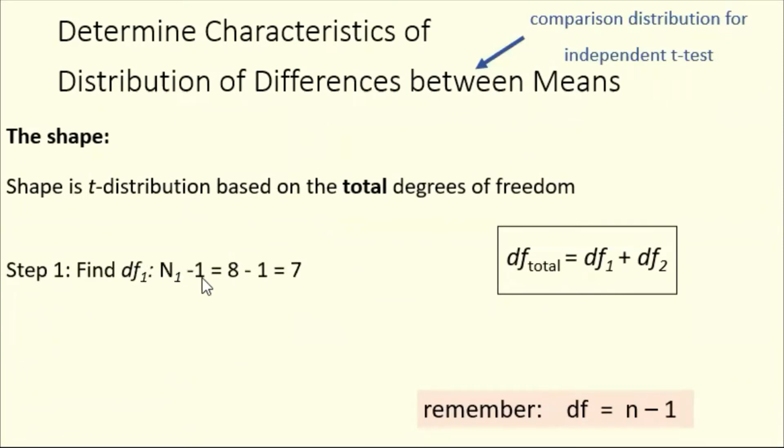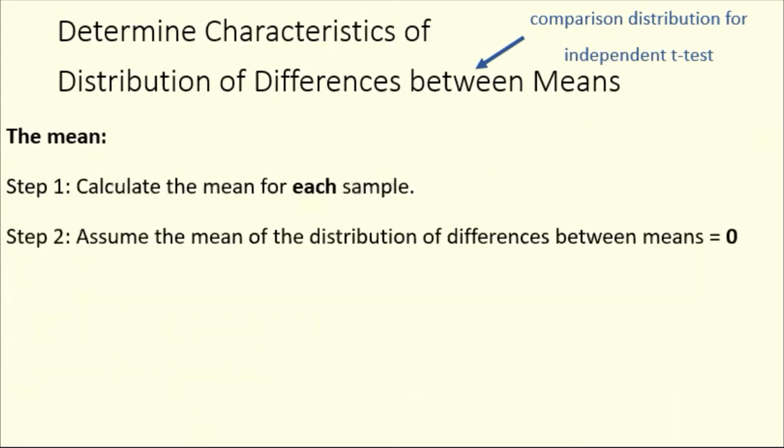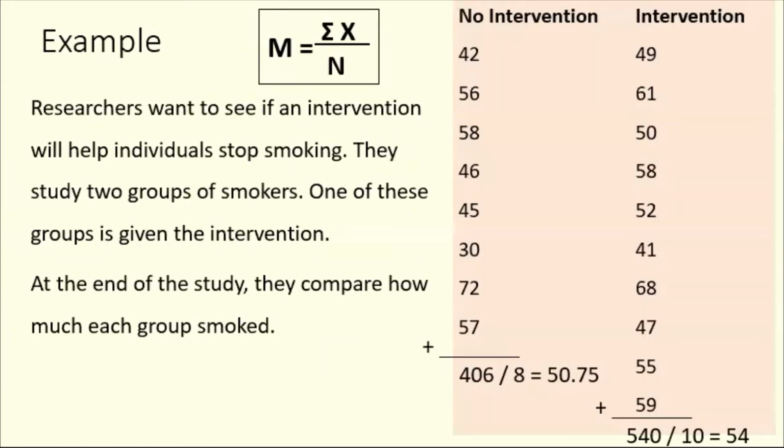So for our df1, we're going to say that's 8 minus 1, which is 7. DF2, 10 minus 1 is going to be 9. Again, these are just the number of participants in each of those groups. And then we're going to add that together to get DF total, and 7 plus 9 is going to be 16.